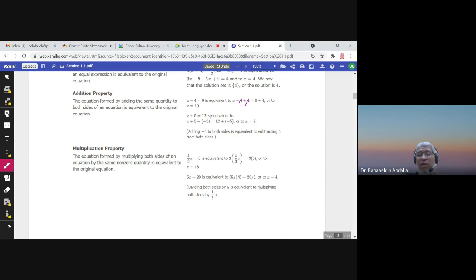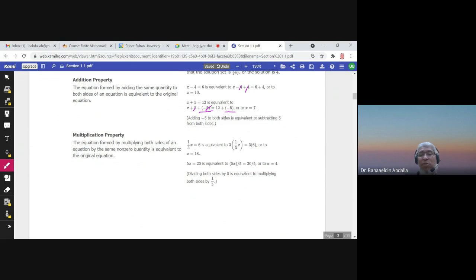While if you have an equation like this, I have x plus 5, and this time I want to get rid of the positive 5. We can subtract 5 or add negative 5 to both sides. So 5 will be cancelled with negative 5, and I will get x equals 12 minus 5, which is 7. So this would be the solution of this equation. Here are two examples in which we need addition or subtraction, adding a number or subtracting the same number from both sides.